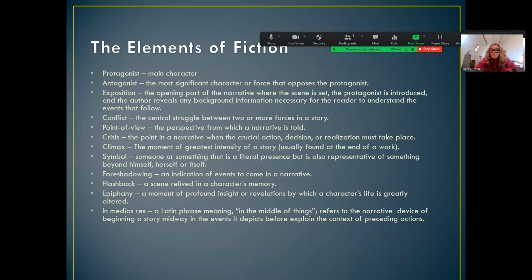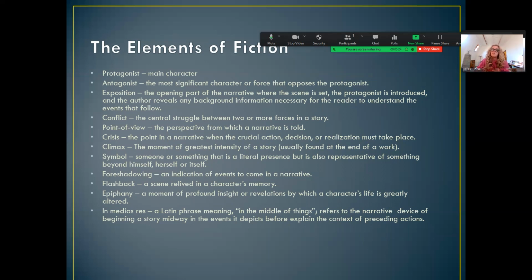Point of view is the perspective from which a narrative is told. It can be told in the first person, I went to the store, the second person, you went to the store, or third person, he went to the store. Now, those can all be much more complicated, and we'll talk about that, but those are the basics. Crisis is the point in a narrative when the crucial action, decision, or realization must take place. Climax is the moment of greatest intensity of the story. A symbol, as we know already, is someone or something that is a literal presence, but is also representing something beyond itself.